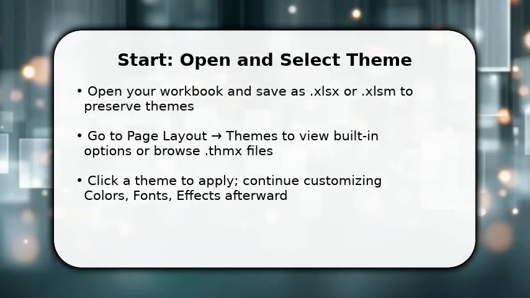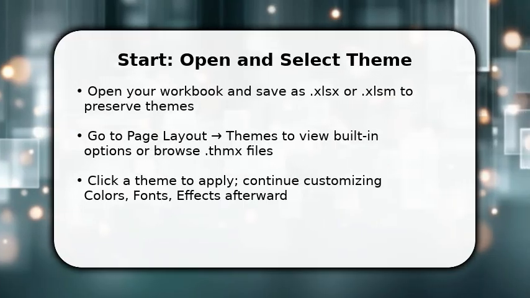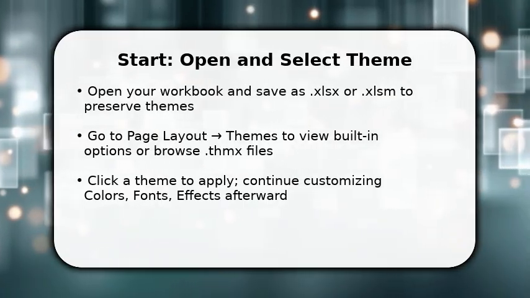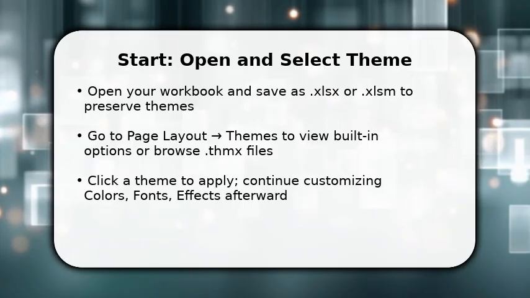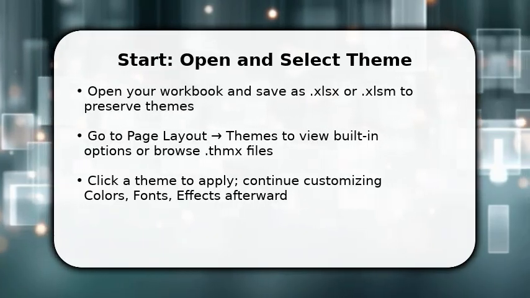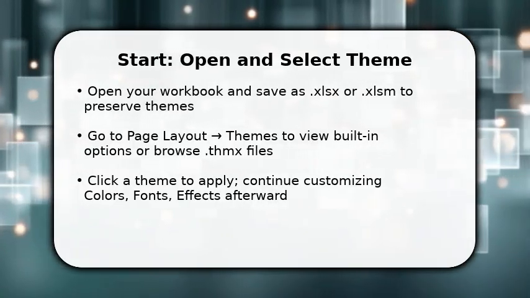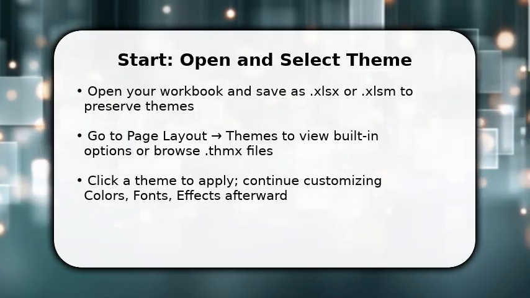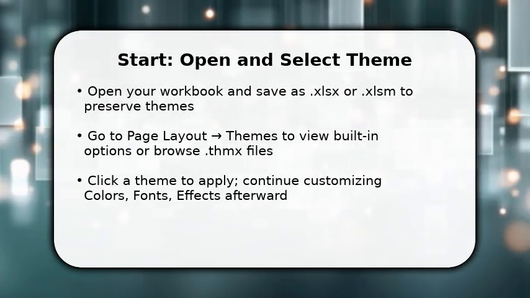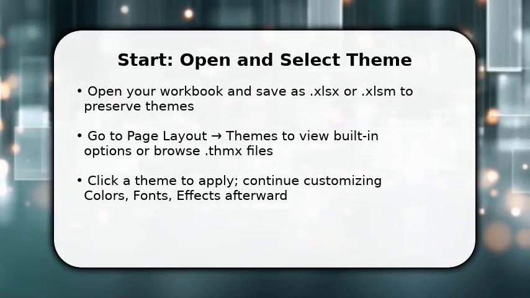You're starting with a saved workbook. Make sure it's XLSX or XLSM so themes persist. First, go to the Page Layout tab and open the Themes gallery. Click any built-in theme to see immediate visual change. This is how Excel applies coordinated colors, fonts, and effects across the sheet.